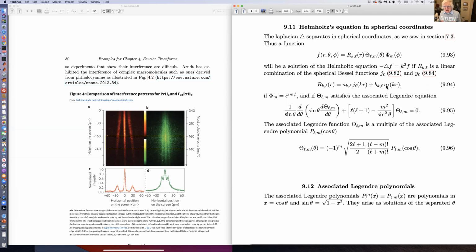And whether you need the n's or y's, that is to say, the spherical Bessel functions of the second kind, the ones that are singular at the origin, depends upon whether the region near the origin is physically relevant. If it is physically relevant, then typically you toss these aside.